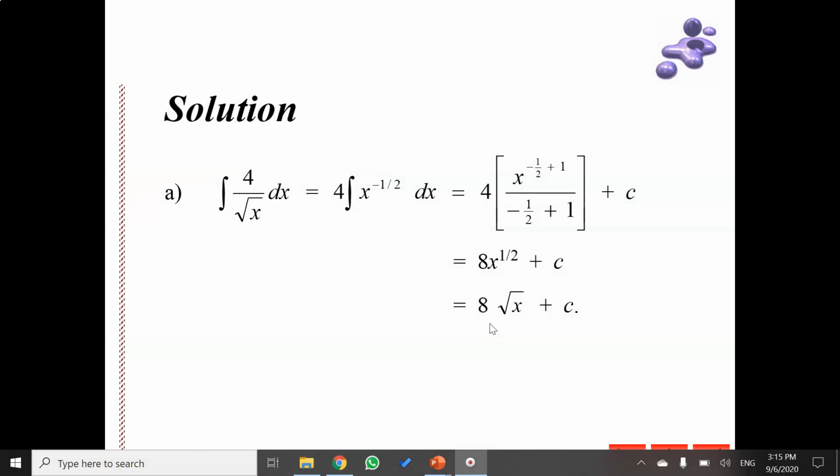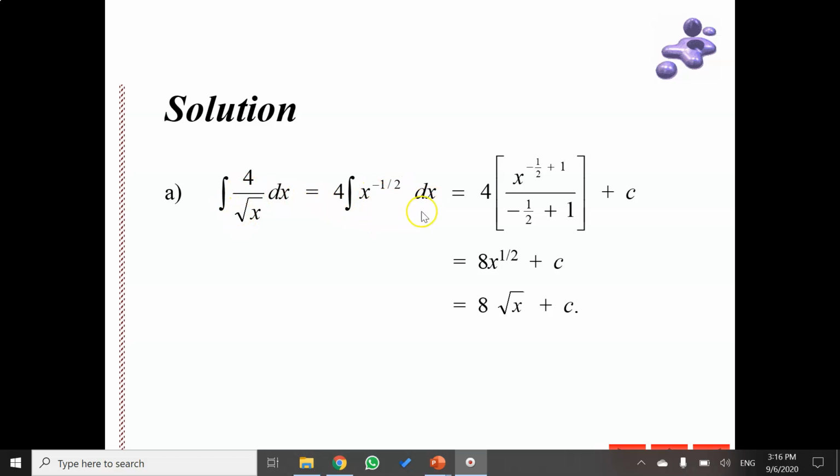So solution. Integration of 4 divided by square root of x dx. So remember, when you have a constant, you place it at the front. So 4 is your constant, so you place it at the front over here. The remaining will be 1 over square root of x. 1 over means that you will have a negative power. And 1 over 2 is because of the square root. How do you get 1 over 2? Because of the square root. Okay.